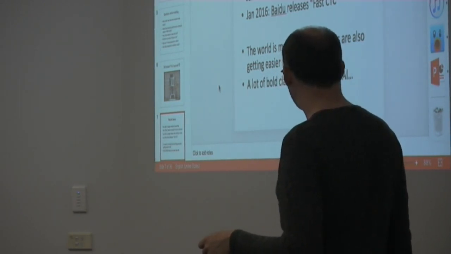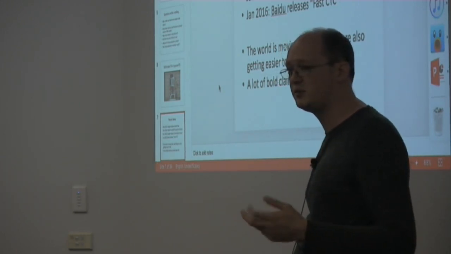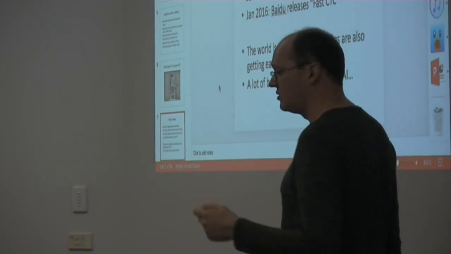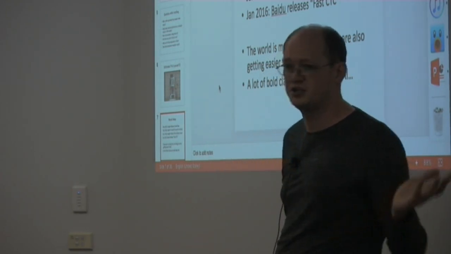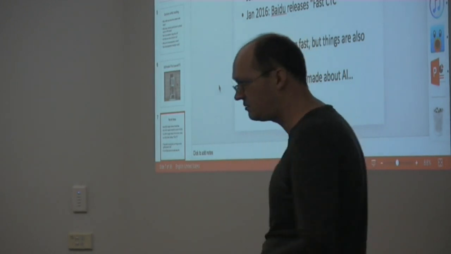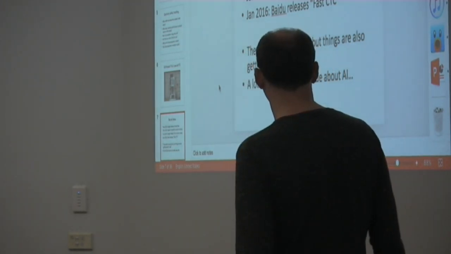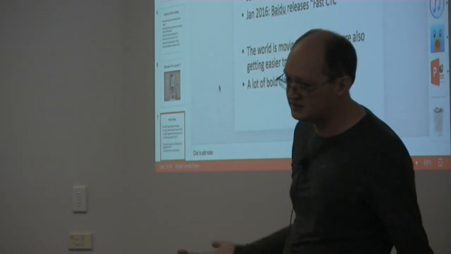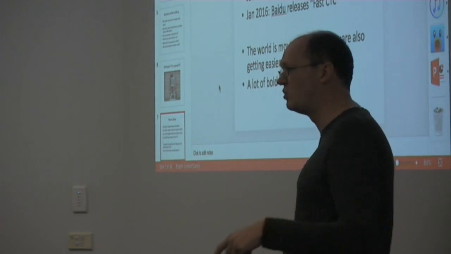Also this year in January, Baidu, the Chinese search giant with Andrew Ng in it, released something called Fast CTC, which is amazing speech recognition. I have never attempted to use it, but I'm told that it is the quickest and the best at the moment. So things are moving incredibly fast. It's very hard to know what to do. It does mean that you can do more and more on your desk, though.